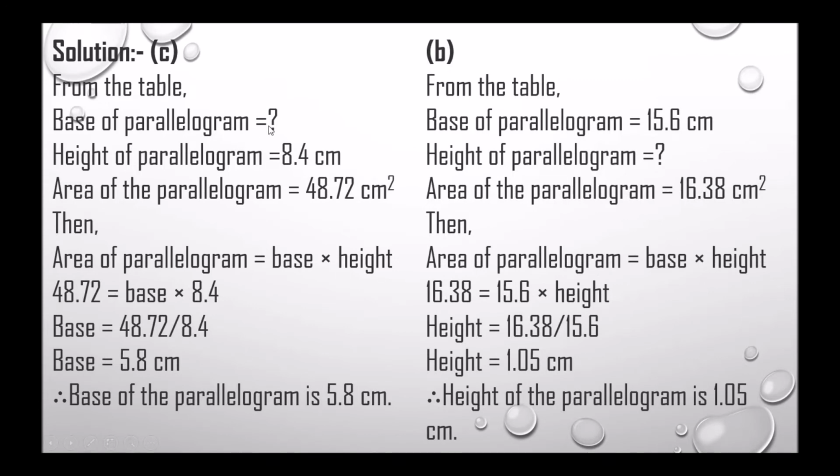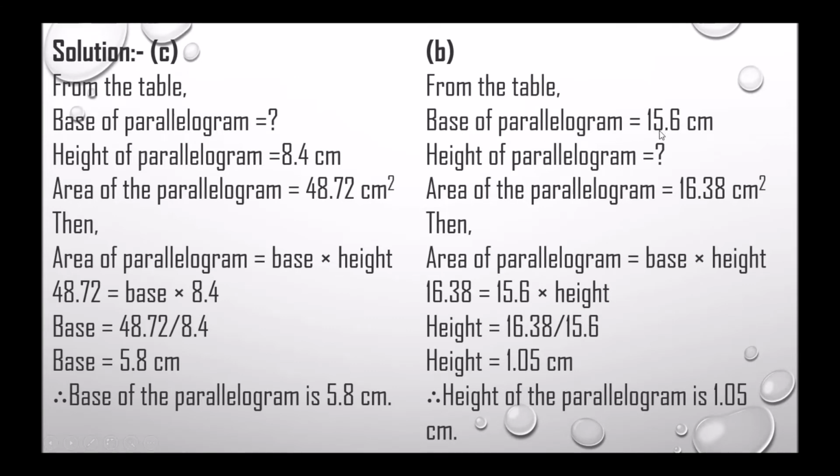Third question, base we have to find, height is given 8.4 centimeter, area is given 48.72 centimeter square. So area of parallelogram equals base into height, 48.72 equals base into 8.4. So base equals 48.72 upon 8.4. So base equals 5.8 centimeter.